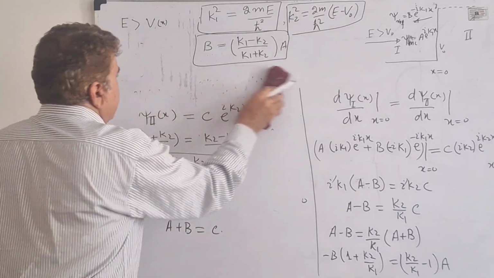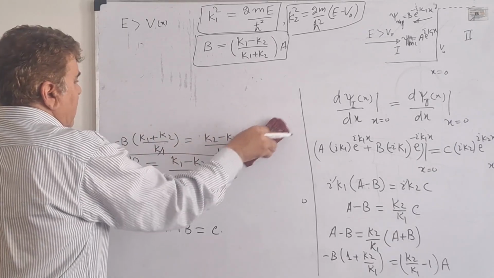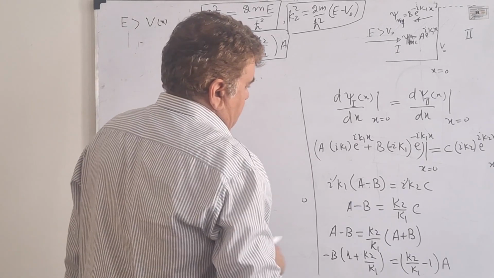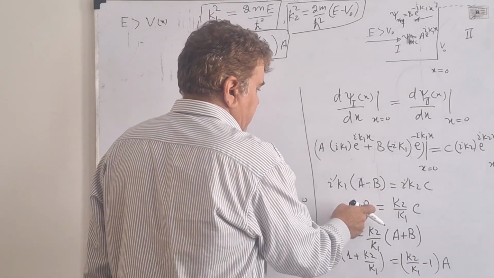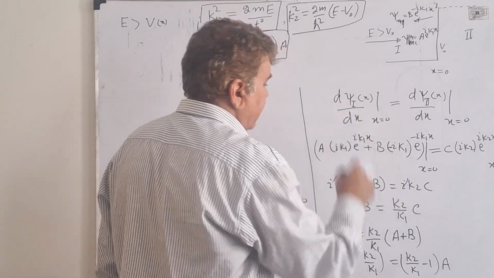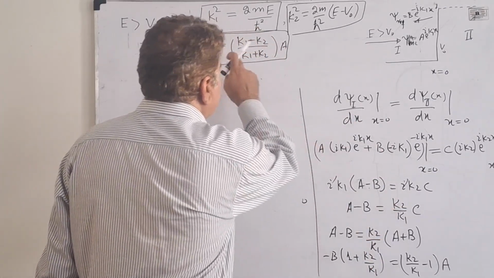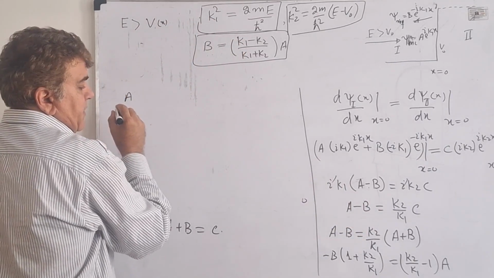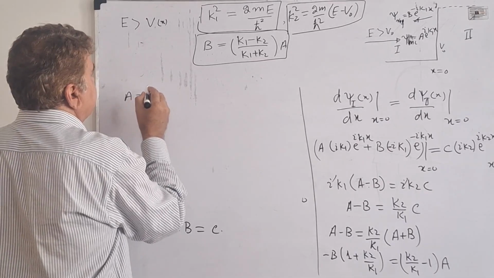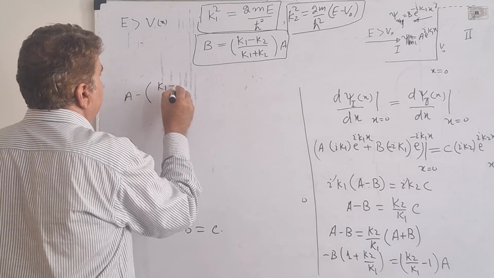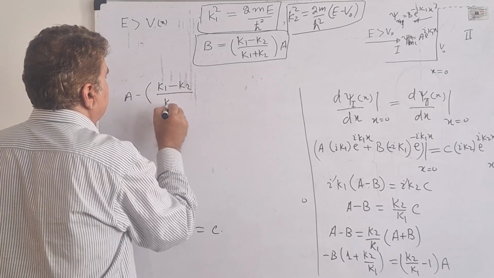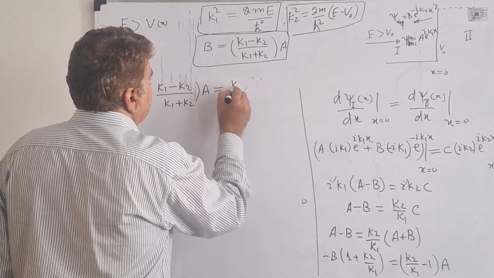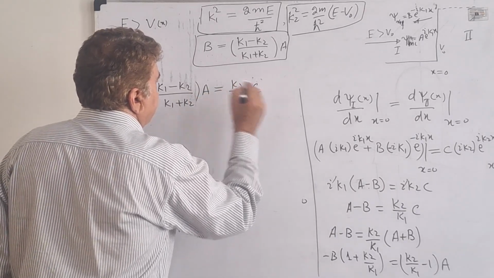Okay, next I want to use the value of b, this value, in this equation and solve it for c. So let me put this value at this position, so it is A minus K1 minus K2 divided by K1 plus K2 times A equals K2 divided by K1 times C.